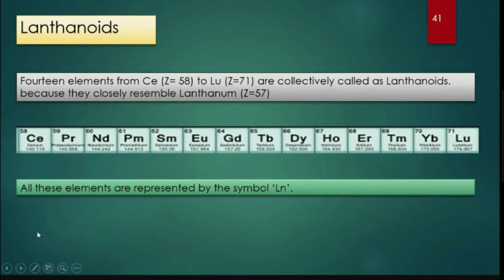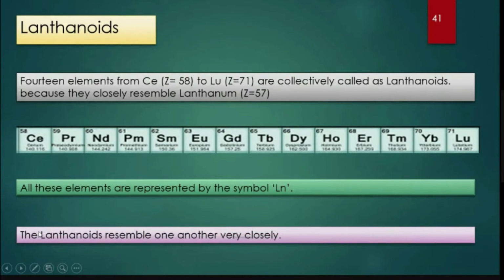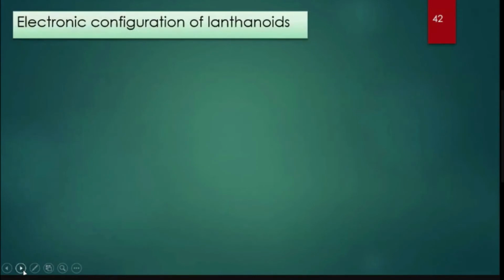All these elements are collectively represented by the symbol Ln. Ln is the symbol used for lanthanides. The lanthanides resemble one another very closely. So all these 14 elements not only resemble lanthanum in their properties, but also resemble one another very closely.